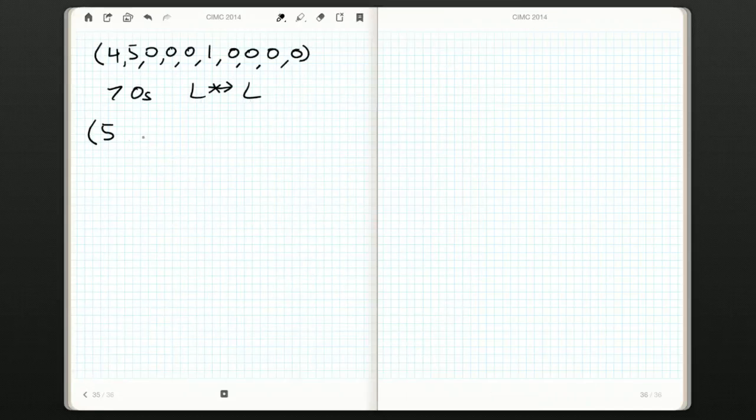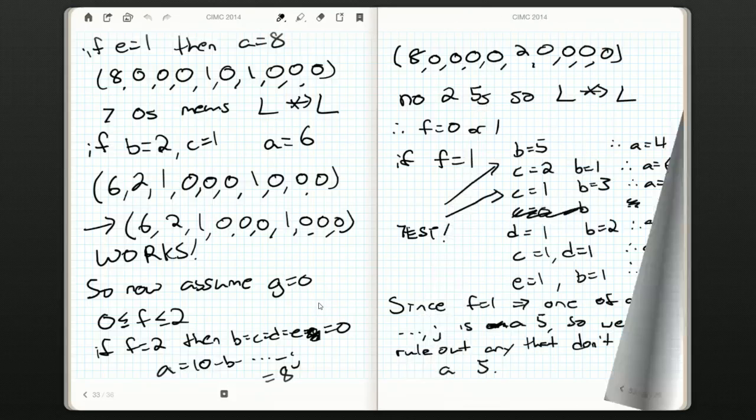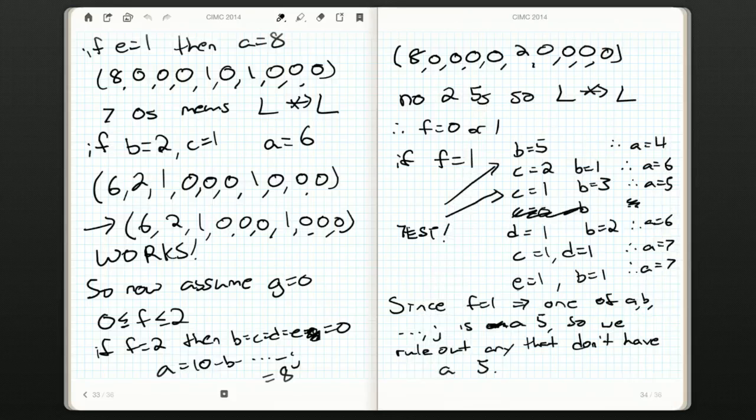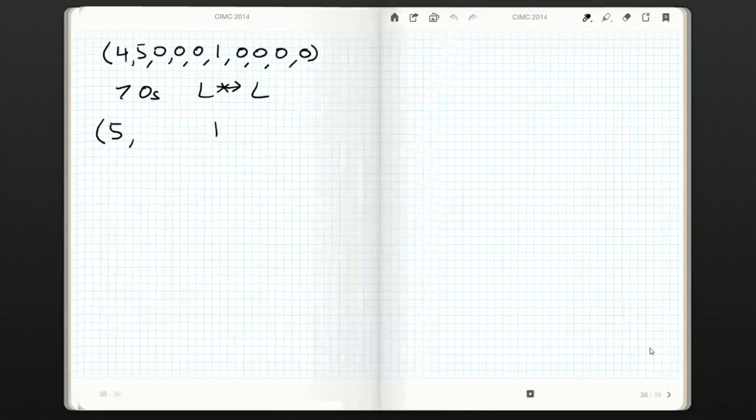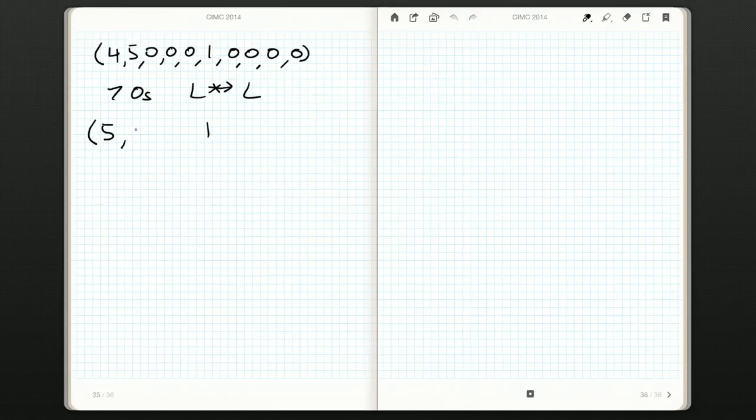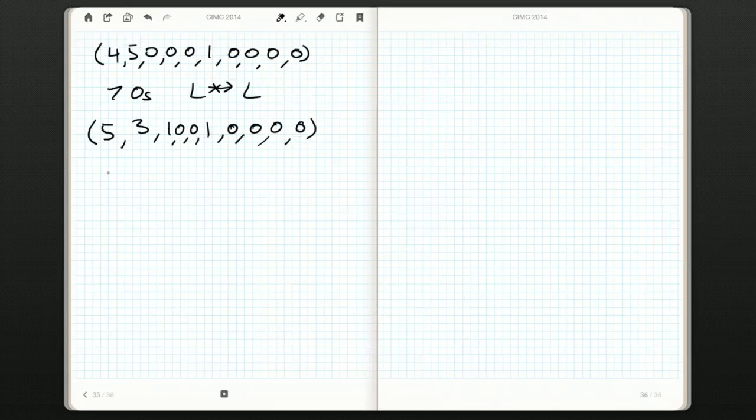So that one, and then we had the 5 zeros. And what exactly was that case? C equals 1, B equals 3. I can already see this isn't going to work because there's no D's. So B equals 3, C equals 1, D, E, F, G, H, I, J. So that didn't work. All right.